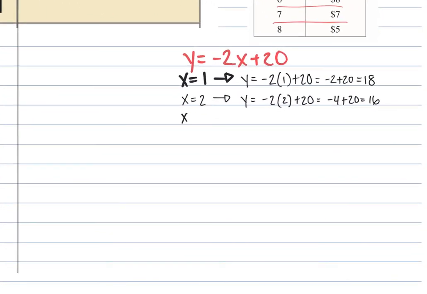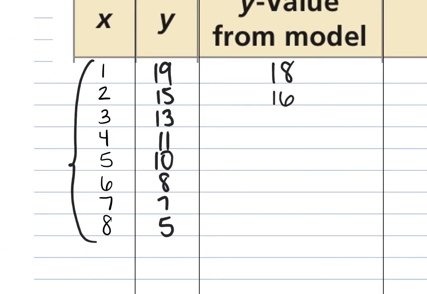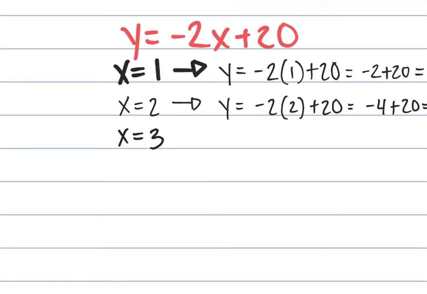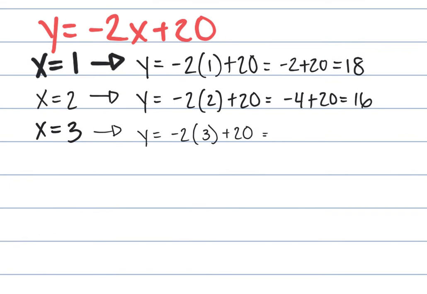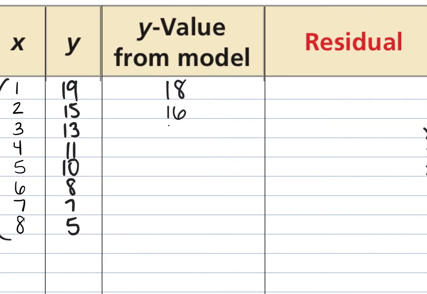When x equals 3. When x is 3 from our scatter plot, what was our y value? 13, right? Let's check if we get something close to 13. So we're going to get y equals negative 2 times 3 plus 20. Negative 2 times 3 is going to give me negative 6 plus 20, which will give me 14. Is 14 close to 13? Yeah, so we're good so far.